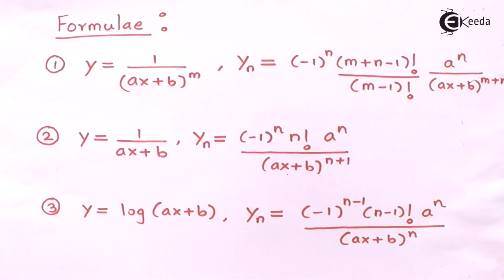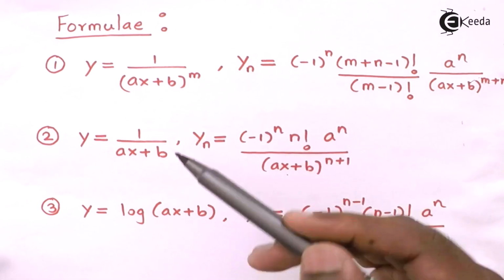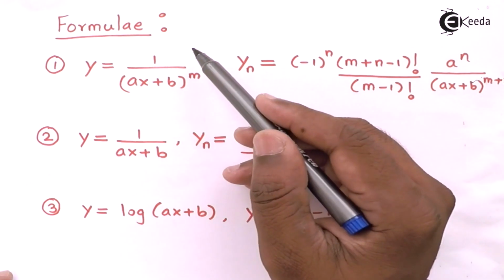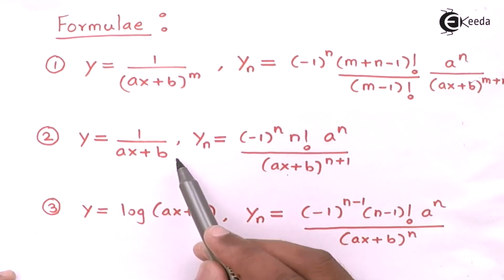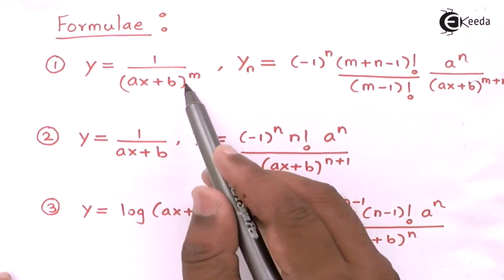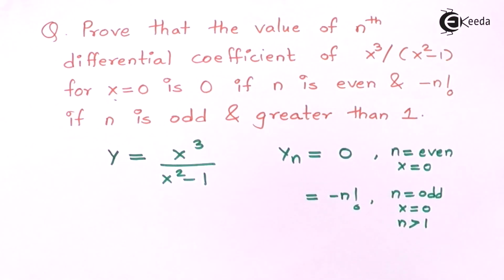So guys, here we have these two formulae which we use to find out the nth derivative of algebraic function. Now if you observe these two formulae, in both we have 1 in the numerator, and in the denominator we have the linear function, that is ax plus b or x plus b raised to m. So guys, for that we have to bring 1 in the numerator. Now the question is how to bring 1 in the numerator.